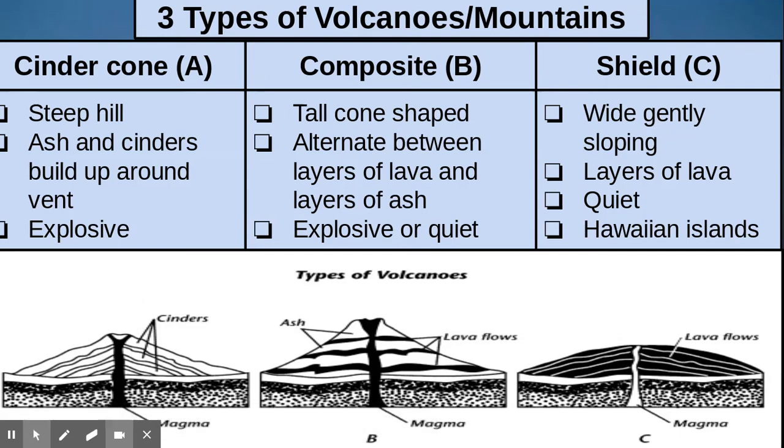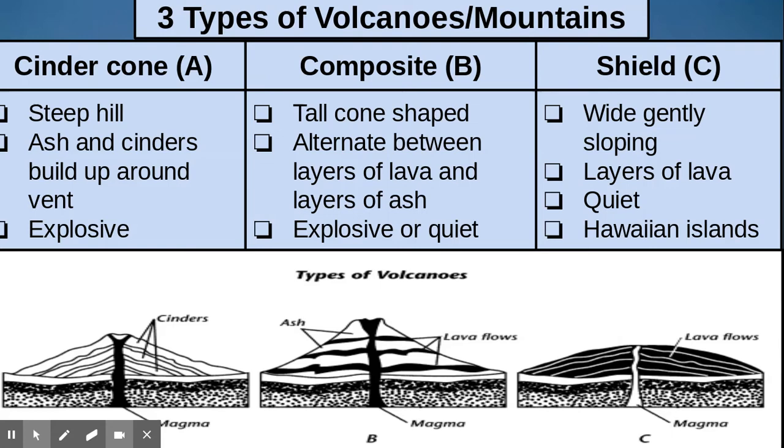That's going to be pretty steep, maybe not really, really tall, but it's going to be the steep hill. Ashes and cinders start to build up around the opening, around the vent, and cinder cone volcanoes are going to be pretty explosive. Those are the explosive ones, the ash and cinder coming out. That middle picture there, B, is going to be the composite.